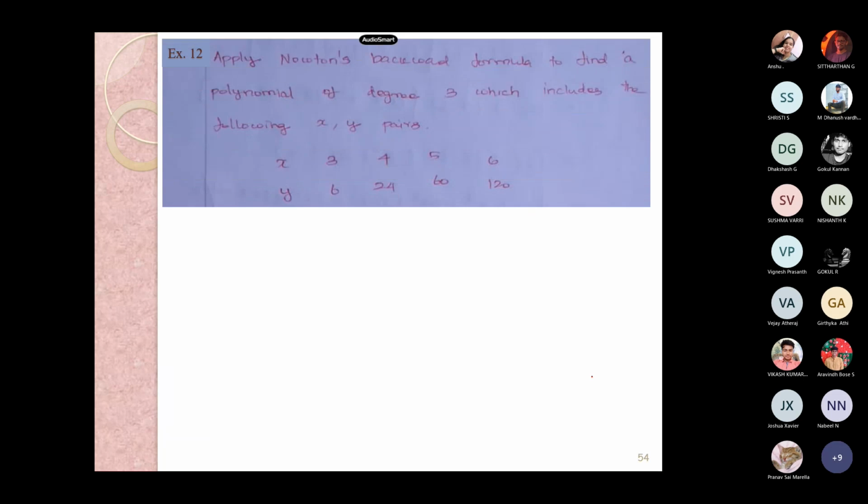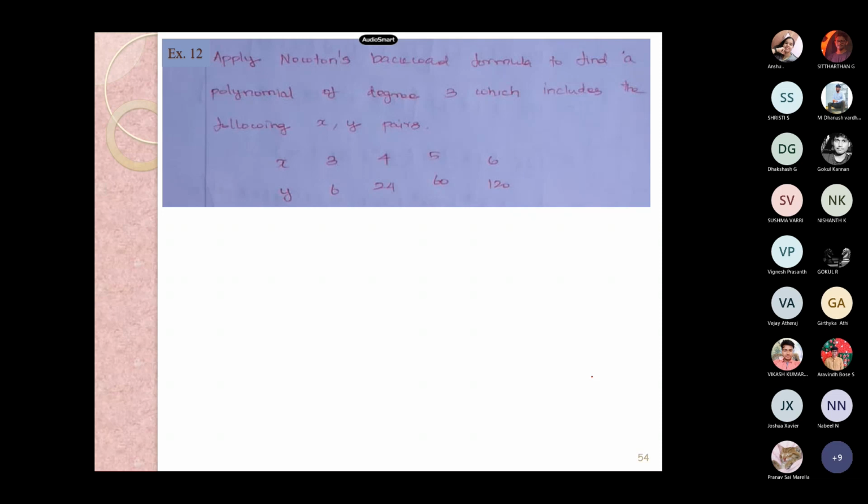There won't be any deviation from the presented data. And this is the third problem in Newton's backward interpolation. I'll post it in the group. Please try to solve this particular problem. That is, apply Newton's backward formula to find a polynomial of degree 3, which includes the following x and y pairs. Anyway, I'll stream the results.